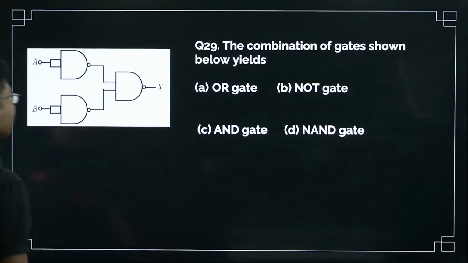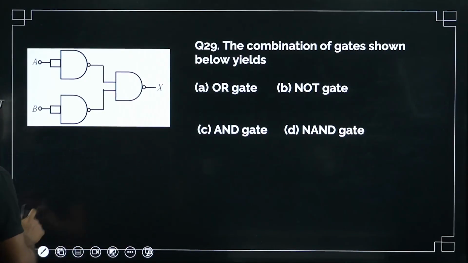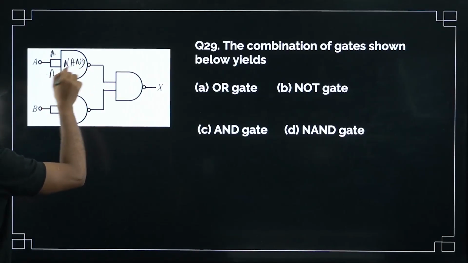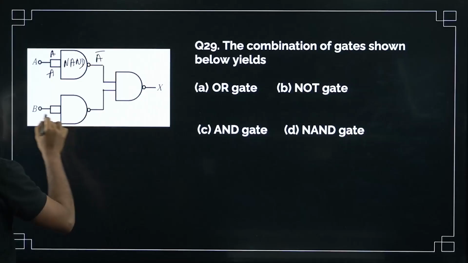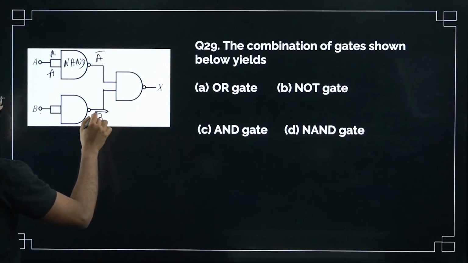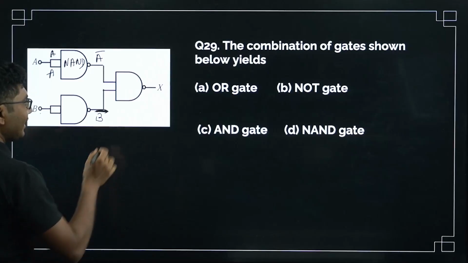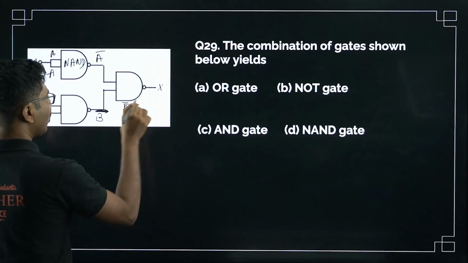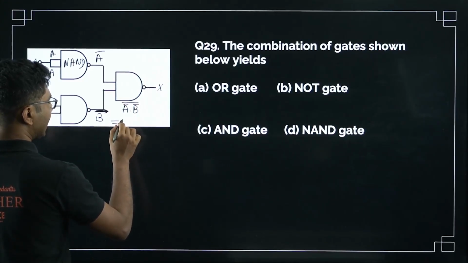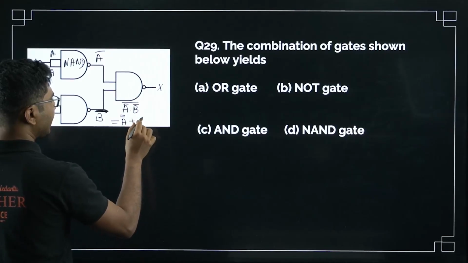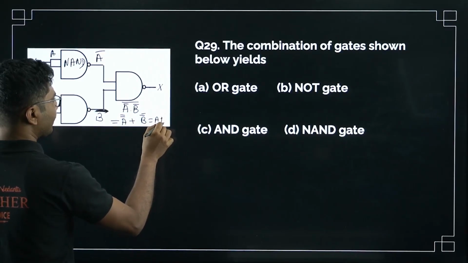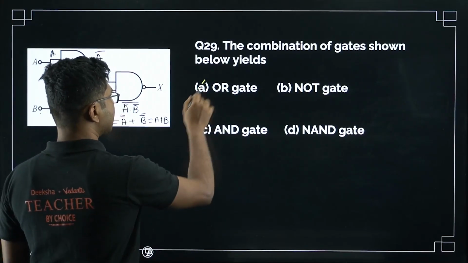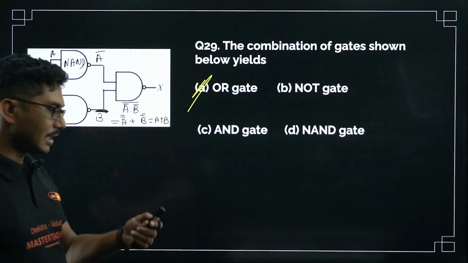The combination of gates shown below yields. So what is the combination? So it is a NAND gate, right? So A and A coming in, and NAND gate will give you A bar. Similarly, B and B coming in, it will give you B bar. Now A bar and B bar are coming in, so it will be A bar into B bar whole bar. So from Boolean algebra, it will be A double bar plus B double bar, that is A plus B. Okay, so it is an OR gate. The answer is OR gate. Plus means OR, and dot means multiplication.